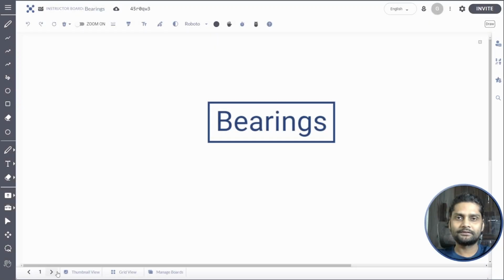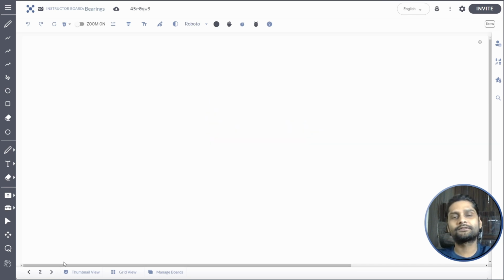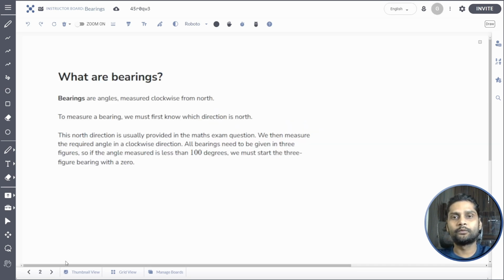Hello dear students, in this lesson we are going to talk about bearings. If we talk about bearings, first of all we need one point, which is the reference point. Apart from that, we need another point or a direction through which we have to measure the bearings. Okay, so let's begin. Let's say we have a certain point right there, and this is the reference point.